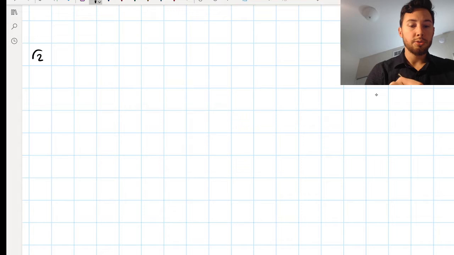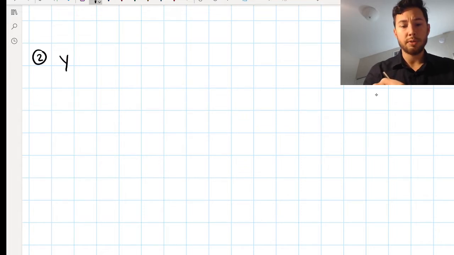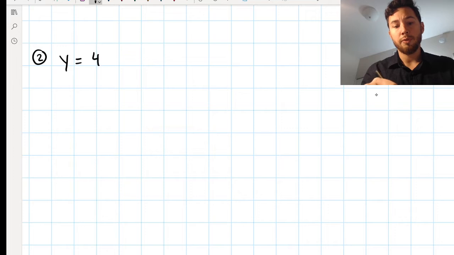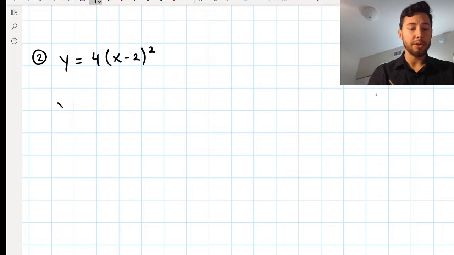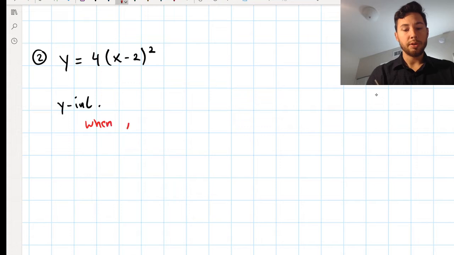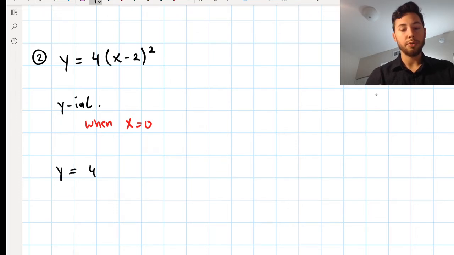Now, number 2 says y is equal to 4 times (x minus 2) squared. I do recommend that you always start with the y-intercept because it is the easier one to find. All I have to do is plug in 0 and solve. So when x is equal to 0, I'm just going to plug in 0. So this will be y is equal to 4 times (0 minus 2) squared.